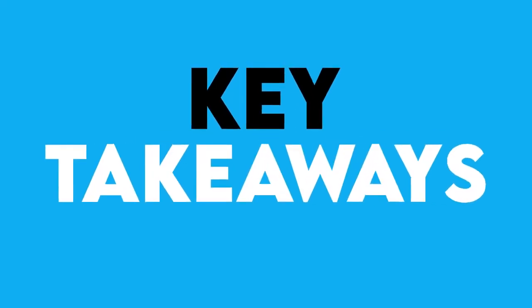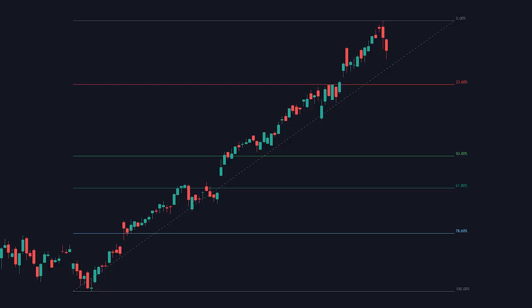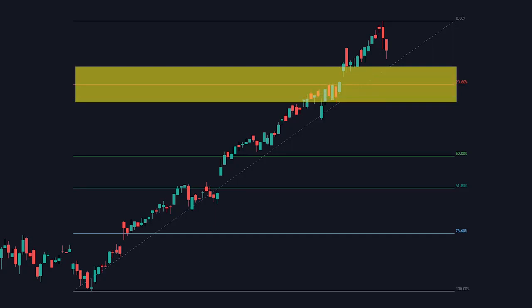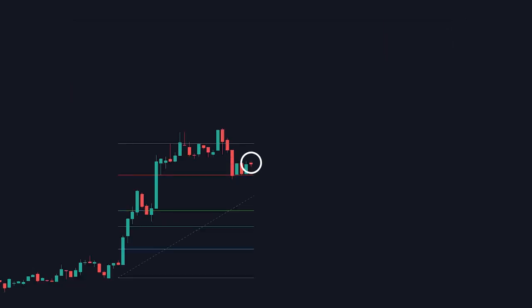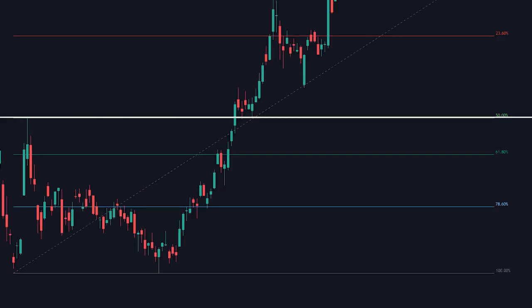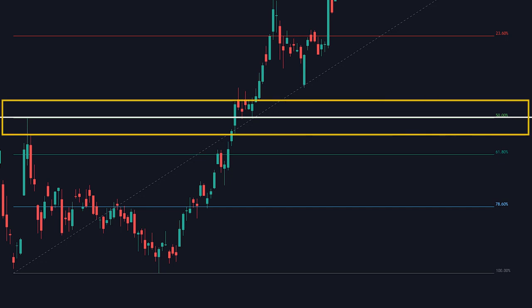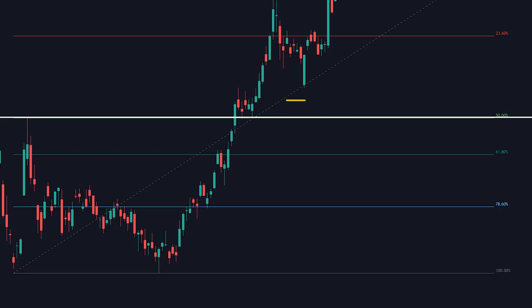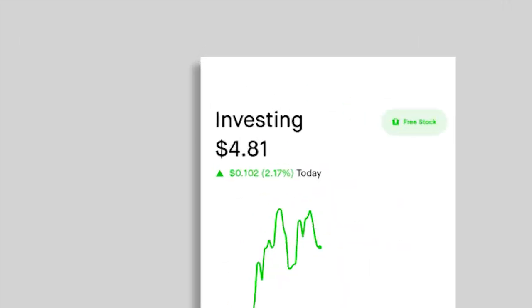So some key takeaways. You should be treating your Fibonacci levels as areas, not solid lines. Always wait for confirmation before entering a trade. Sell percentages of your position for every level that is hit. If you find an area with a strong daily support and a Fibonacci level, there's a great chance price will respect that level.